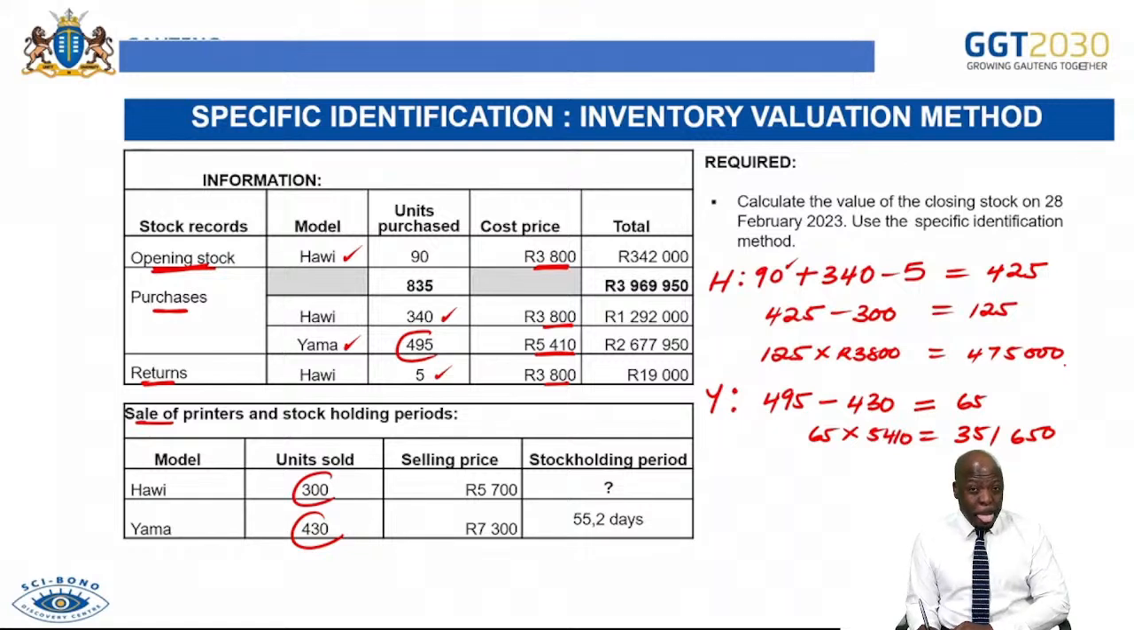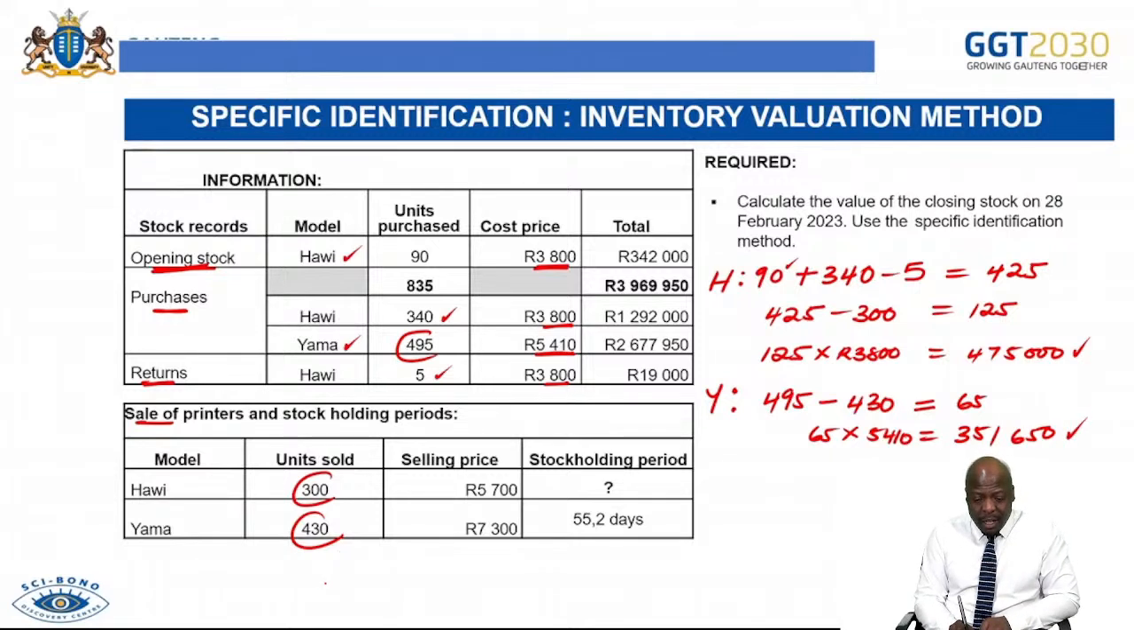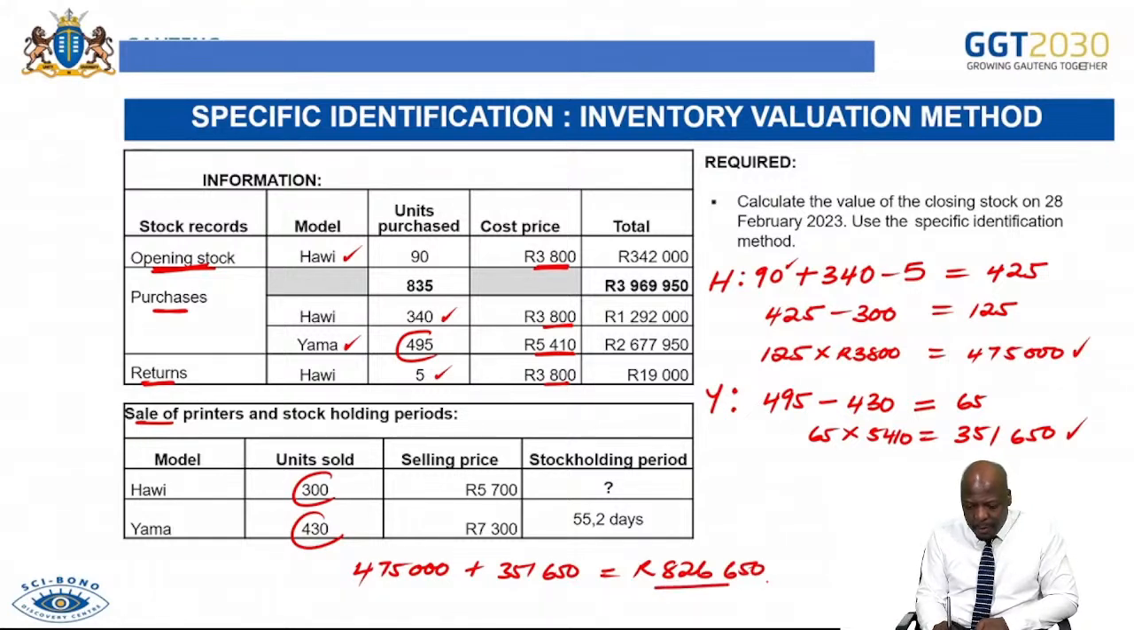That means here now we have the value of the Howie and we have the value of the Yama. So I can get my total then. My total becomes the value of the Howie, which is 475,000, plus the value of the Yama, which is 351,650. If I add these two up, I get 826,650. That becomes the value of my closing stock. Yes, that is the value of our closing stock. Indeed, it is as simple as you see it.